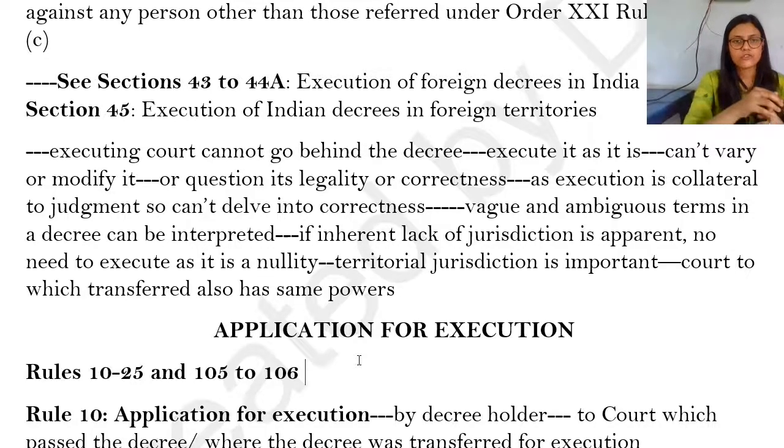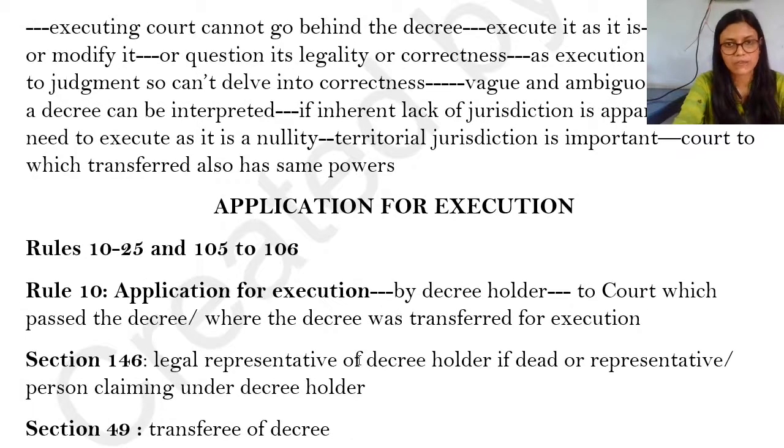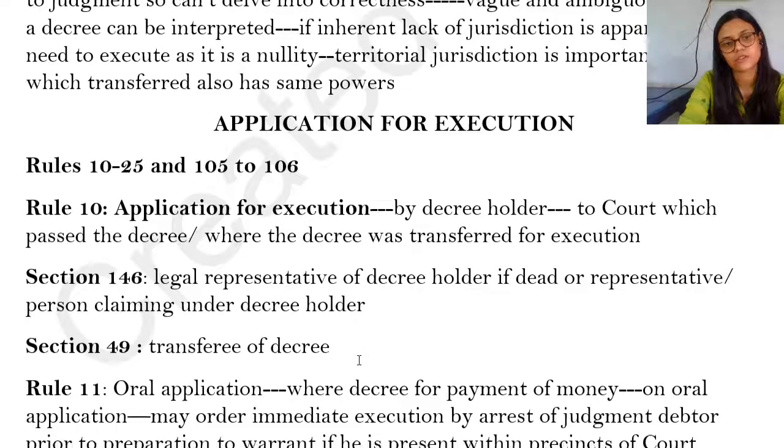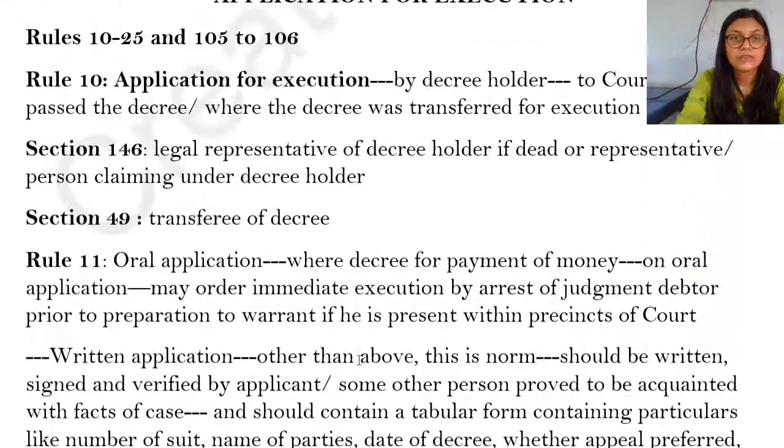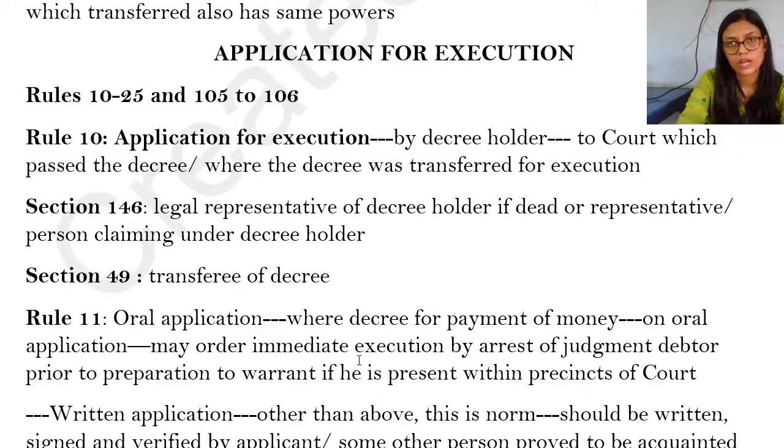So here we are seeing rule number 10, application for execution. Who is presenting? It is being presented by a decree holder to the court which passed the decree or wherever the decree was transferred. Now you can see 146 and 49 also here. So with the decree holder, the legal representative can also go there, or the transferee of decree can also go there. Now rule number 11 is talking about an oral application.